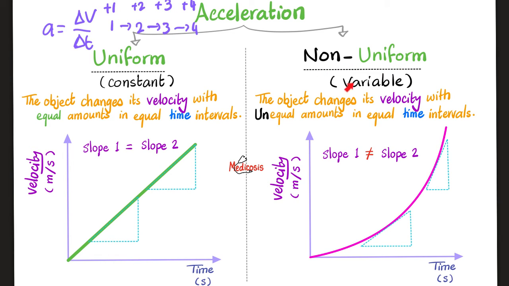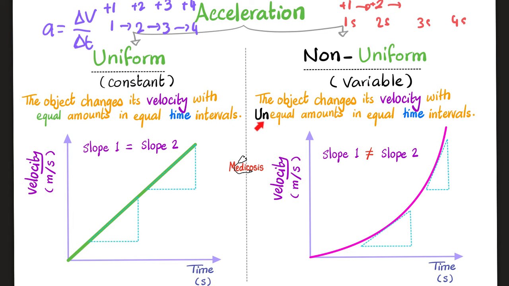But in the non-uniform acceleration, during the same time intervals, let's say seconds, the object changes its velocity with unequal amounts. Unequal is non-uniform or variable acceleration. Example, suppose that here is the first second, third second, and fourth second. Okay, in the beginning I started at 1 meter per second. Okay, I can live with that. Then I went to 2 meters per second. Okay, so the increase is just 1. You added another 1. And then what?